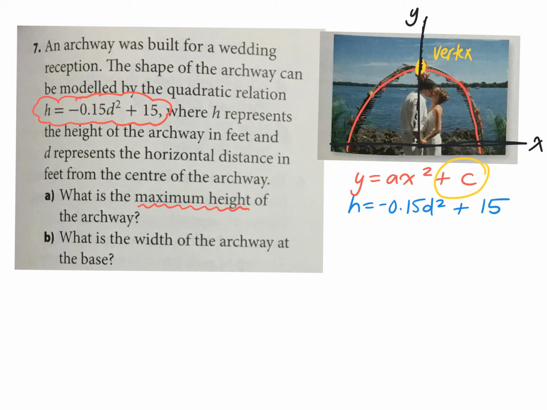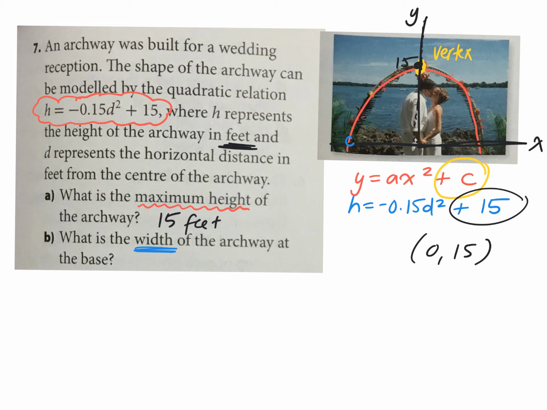Look at the graph, look at your equation. Where is the vertex located? It's located at 0.15. This point has to be 0.15. So what's the maximum height of the archway? How high is it? At the highest point, what's the height of it? 15 what? The height of the archway in feet. 15 feet high. Okay? Now we have to find the width. So this is similar to what we did last class.